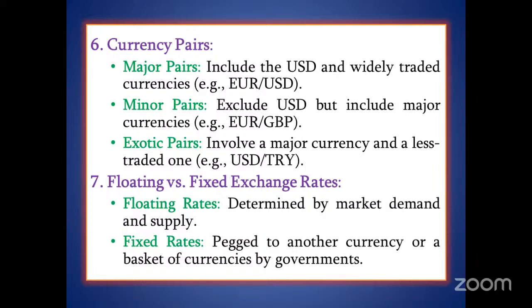Minor pairs also exist, which exclude USD but include major currencies. Example, EUR GBP. Except USD, all the remaining currencies come under the minor pairs, like the Euro and the Great Britain pound and some other countries. These are the minor pairs in the market, and exotic pairs also exist.